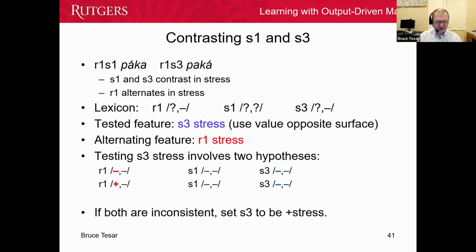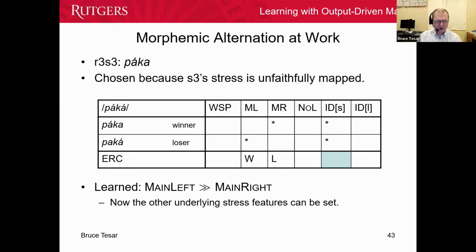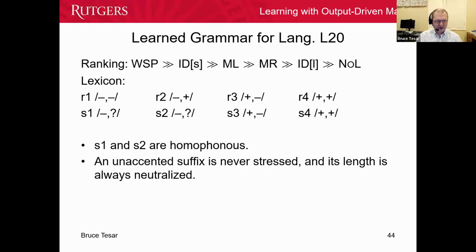And that's how the learner works from there. It ends up uncovering, step by step, the correct ranking. And the lexicon is correct. It sets all but two features. The length features for two suffixes never get set.